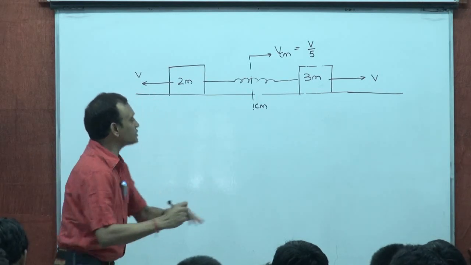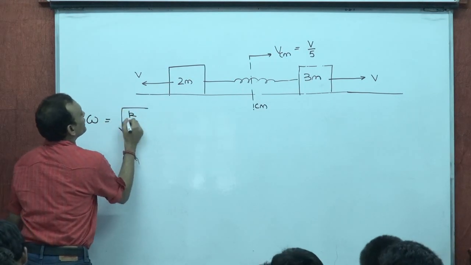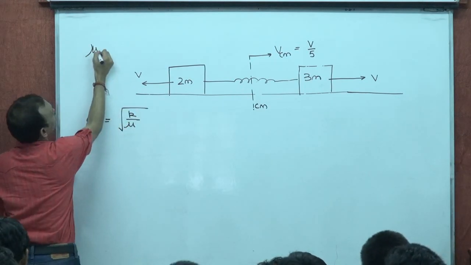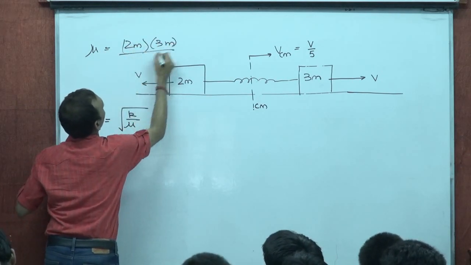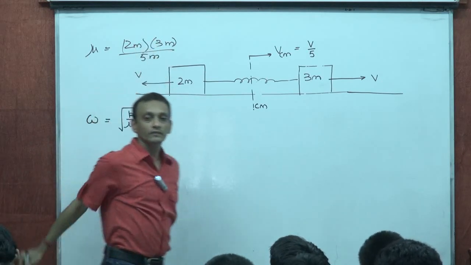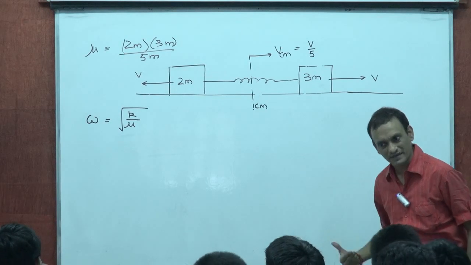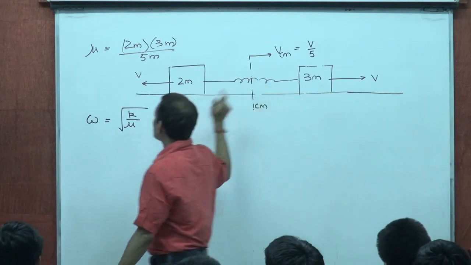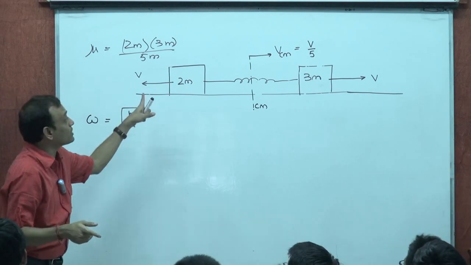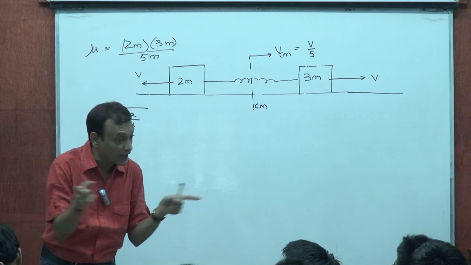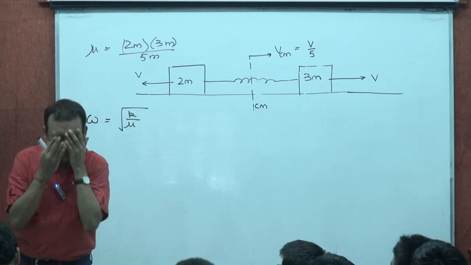and will execute oscillation with angular frequency omega equal to root k divided by the reduced mass of the system. In this case, the reduced mass of the system is 2m into 3m divided by 5m. 6m by 5 is the reduced mass of the system. Yes or no? m1 m2 by m1 plus m2, right? k is the force constant. So a center of mass will perceive the two masses to still execute simple harmonic motion with angular frequency equal to root k by mu.